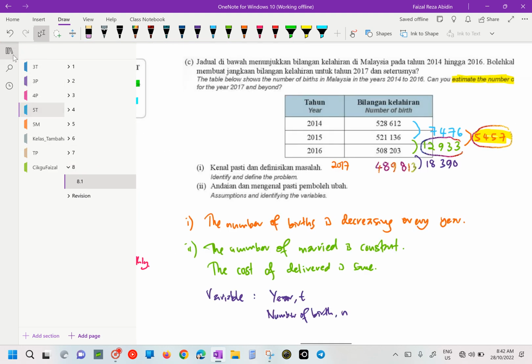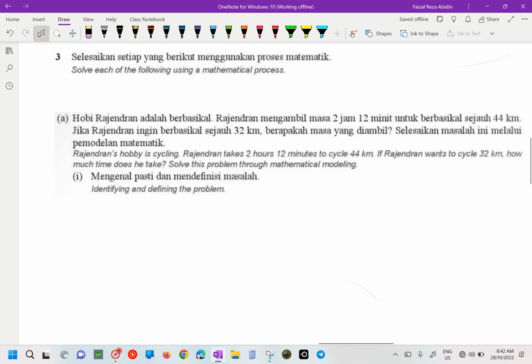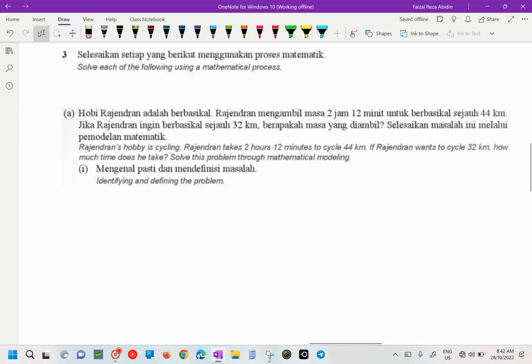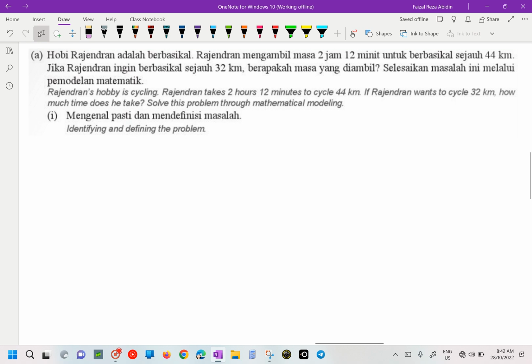Please open your Nilam book. We are going to solve the mathematical problems. So what do we have over here? Please open to page 193.